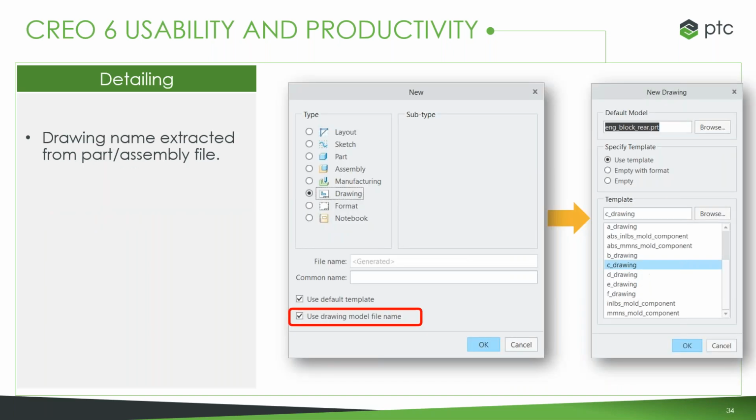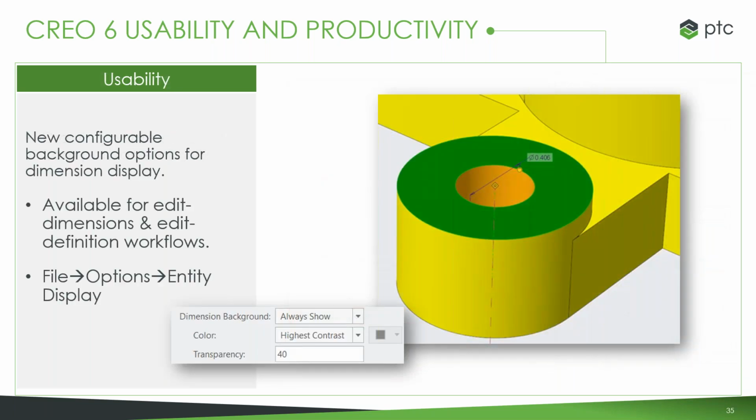With detailing, the drawing name can now be extracted from the part or assembly file automatically so that you don't have to do that in a manual process, just saving you a little bit of time, making it a little bit easier. There's also a new configurable background option for the dimension displays, so you can now change what that color on this display is going to be based off of what you would like.